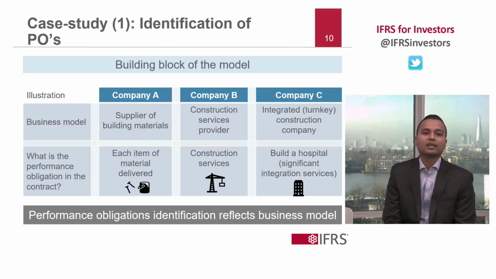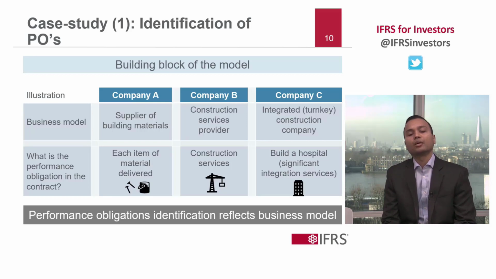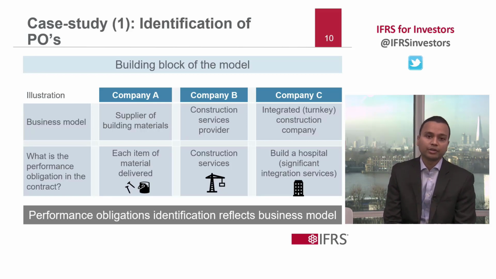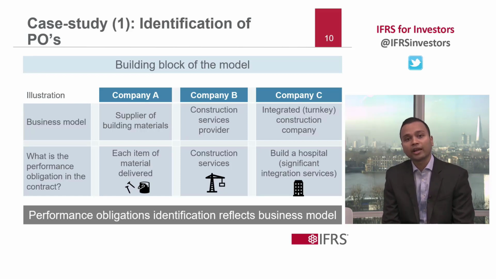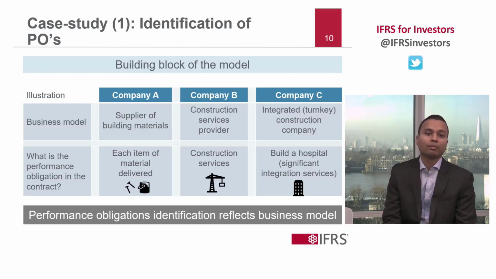In this case, A is a supplier of building materials, B is a construction services provider, and C is an integrated construction company that offers turnkey services. Given the business model for each company, Company A may be contracted by a customer to deliver 5,000 nails and 200 cans of paint. In theory, each nail or can of paint is a separate performance obligation, as the customer can benefit from each unit on its own.